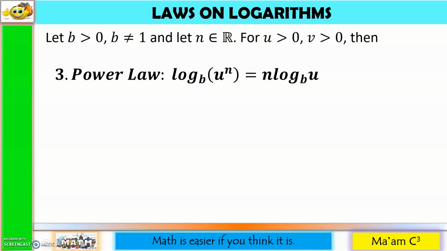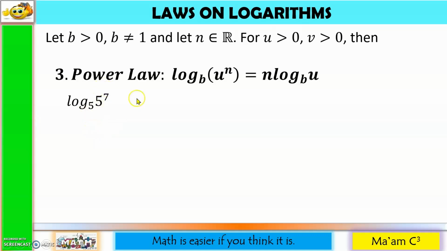Number 3, power law. So the logarithm of u to the n to the base b is equal to n times the logarithm of u to the base b. So this n here, which is the exponent, is brought down here in front. So let's have an example. Applying the basic property, we can easily evaluate this. Since our x is equal to our b, then the answer here is the exponent, which is 7.